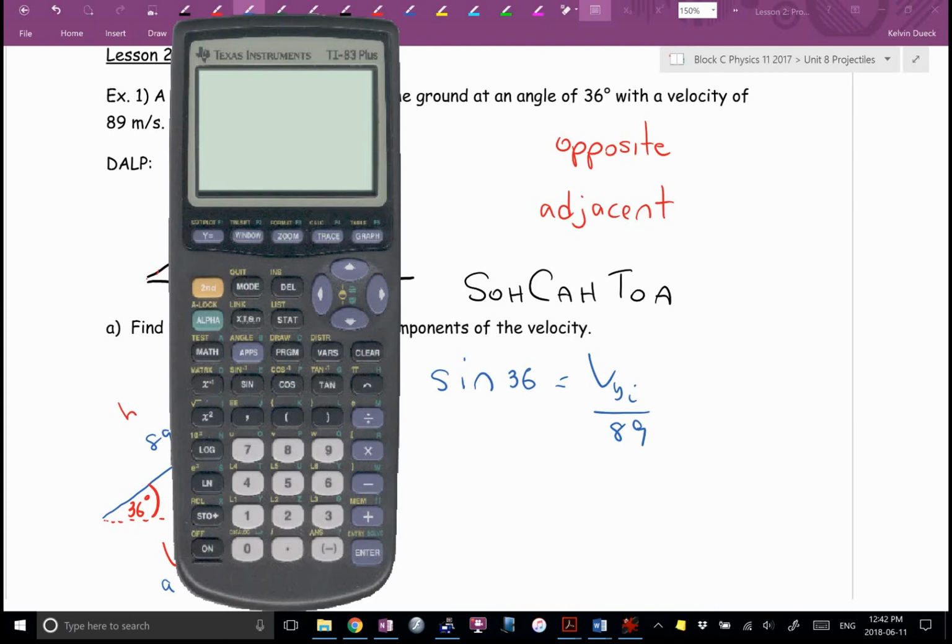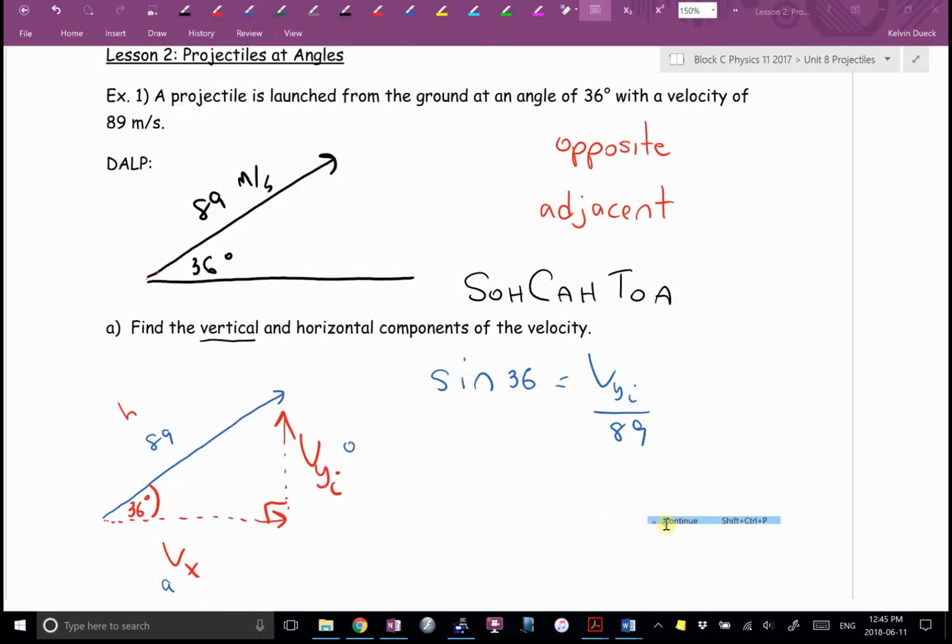Now, if you're not sure, here's a trick that always works. If you type sine 30, you don't have to do the bracket, and hit equals, you should get 0.5. If you don't, you're in the wrong mode, and I will come and fix that right now. Let's get the Vy initial by itself. I think Vy initial is 89 sine 36. Or sine 36 times 89.